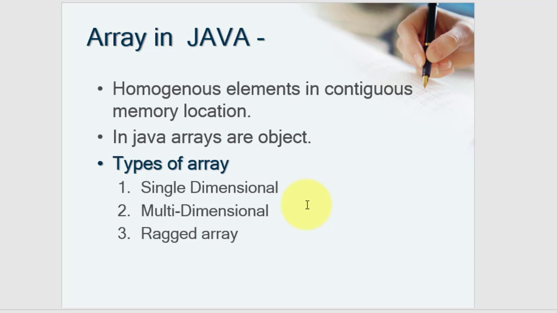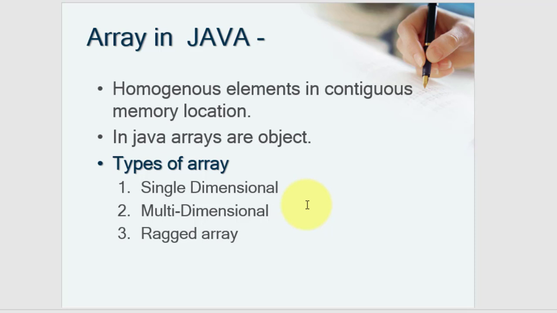Here the difference is like how in C you create an array normally, like how you create a variable and store the elements, but in Java this is an object type. That's why the syntax is a little bit different. We will see how to create an array, how to store elements inside the array, and how to retrieve the data from the array. Before we start, we first see the types of array.